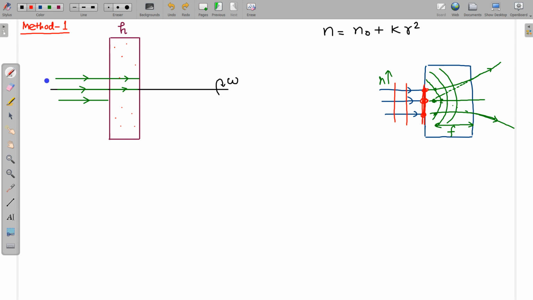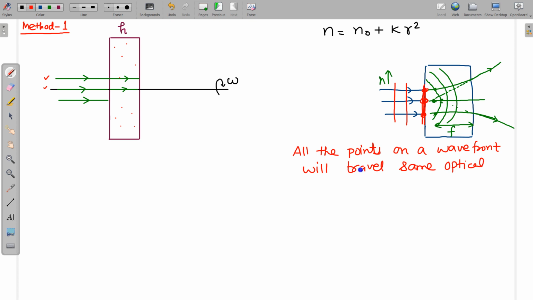I am concentrating just on these two rays. And what concept am I going to use? The concept is the same, and the concept says all the points on a wave front will travel same optical path. Remember, it is optical path, not geometrical path. Will travel same optical path. So all the points on a wavefront will travel same optical path in a given time.